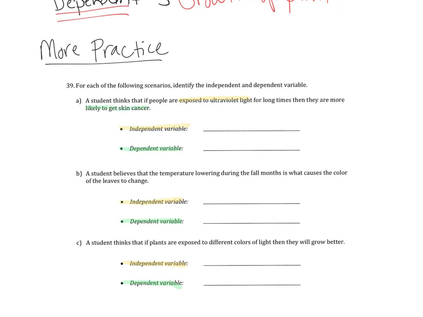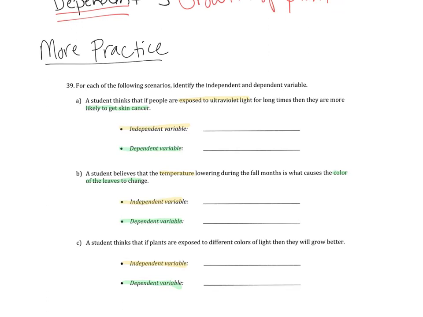Second question. A student believes that the temperature lowering during the fall months is what causes the colors of the leaves to change. So the student changes the temperature. That's the independent variable. And what does he want to see? He wants to see the colors of the leaves. That's the dependent variable.